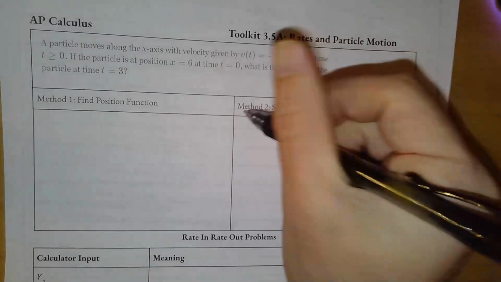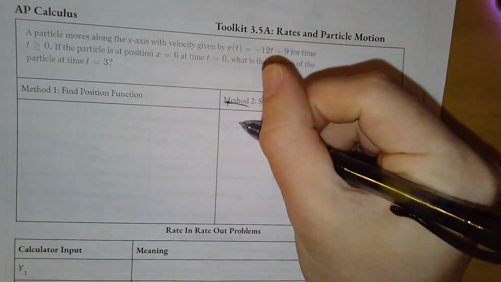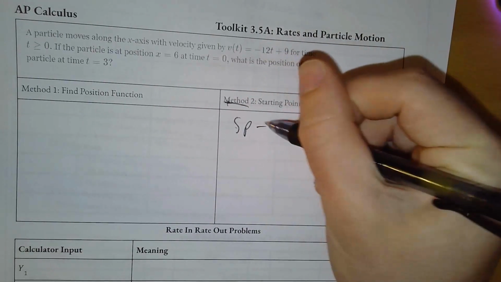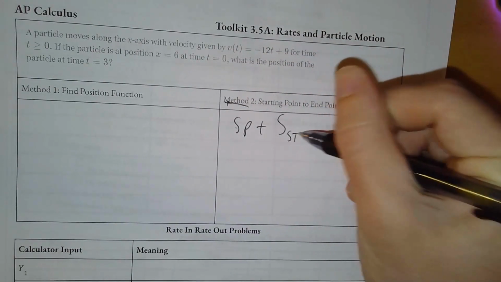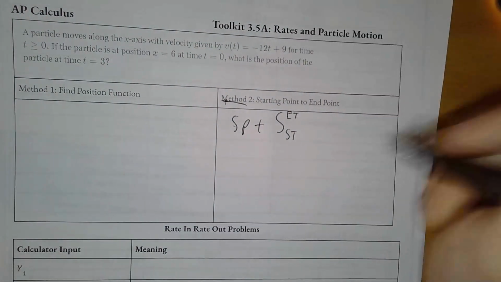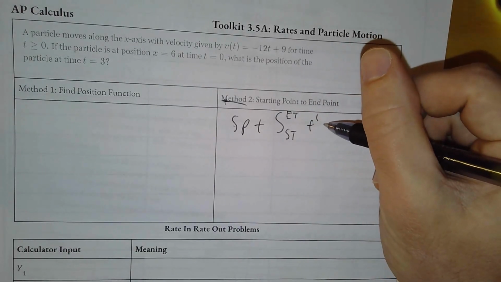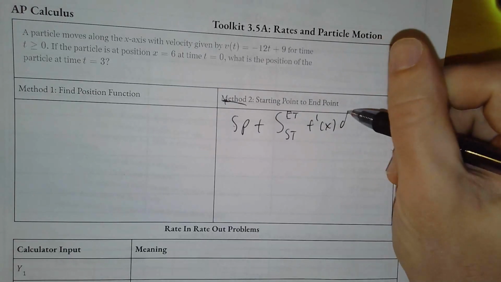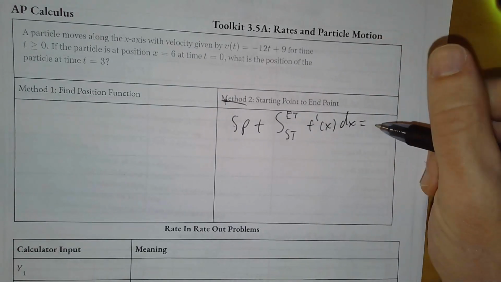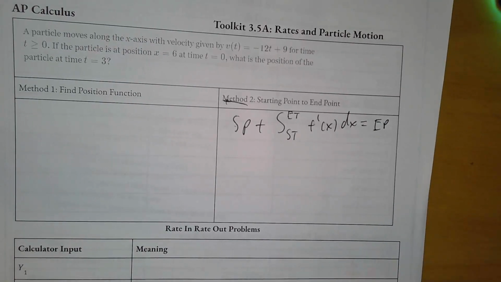So I think I'm going to start with method 2 because it's the most intuitive. Method 2 works like this. You have a starting position, we'll call it SP. You take the integral from some starting time st to some ending time et of some rate. It doesn't have to be velocity. It can be any rate. So I'm going to just call it f prime of x dx, and that's going to give you your ending position. I say starting position, that's usually referring to position, but it could be starting quantity and ending quantity.